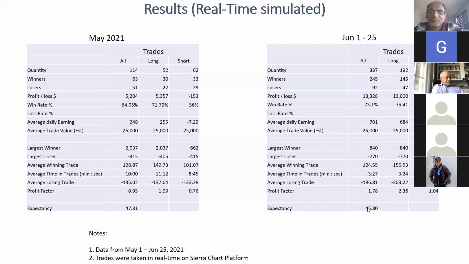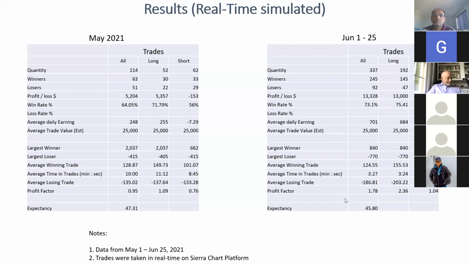So what is going on here? One of my targets is to improve this expectancy, because the number of trades has gone up dramatically, from 114 to 337. The profit has gone to $13,328, but the expected value of one trade was $45.8 compared to $47 in May. Because the number of trades went up dramatically, the expected value has gone down.